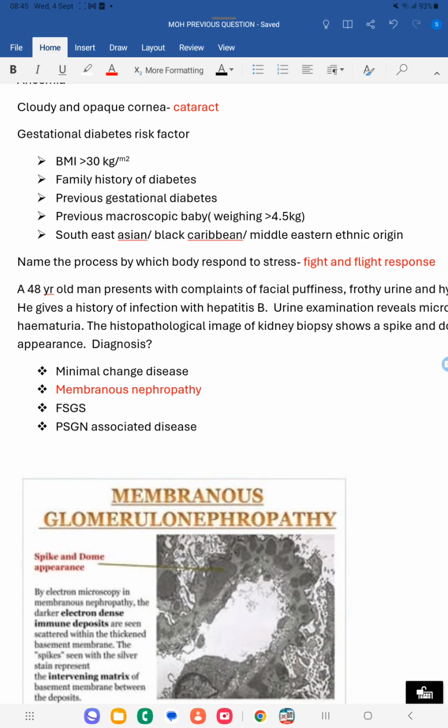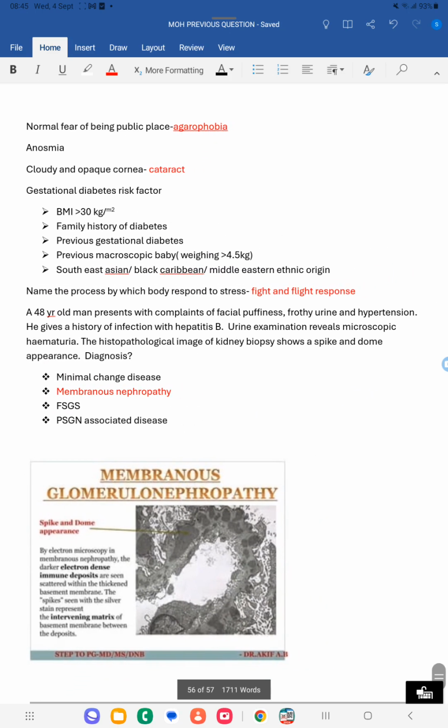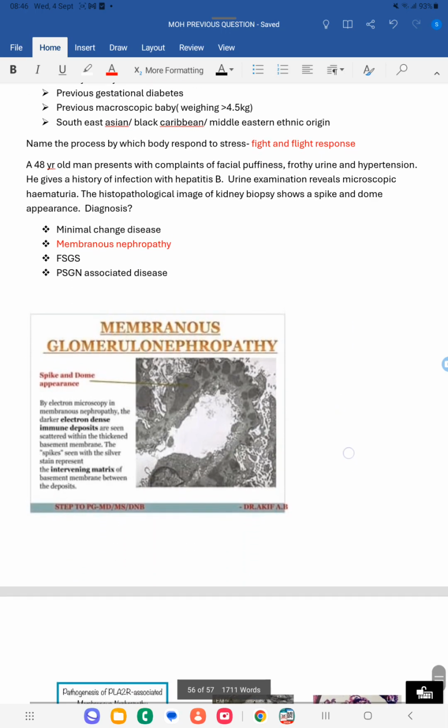Then another question similar to this one you got in the MOH examination: a 48-year-old man presents with complaints of facial puffiness, frothy urine, hypertension, and he gives a history of infection with hepatitis B. In the urine examination, microscopic hematuria is there. Then the histopathological image of kidney biopsy shows a spike and dome appearance. So spike and dome appearance you can see in membranous nephropathy.